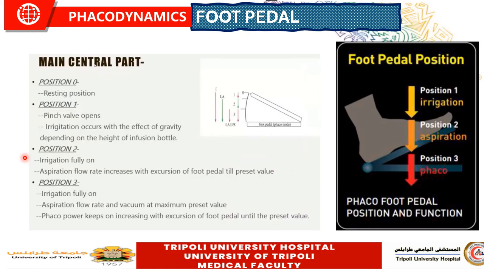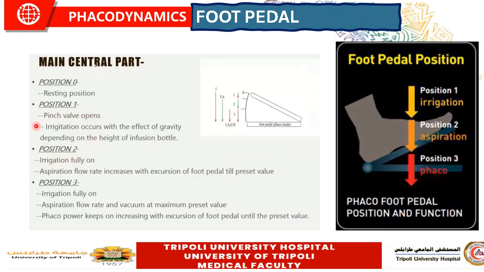However, in flow dependent pumps, that's the peristaltic pump, the vacuum will not be activated in this stage unless there is occlusion of the tip. Once there is a complete or total occlusion of the Phaco tip, at that time the vacuum will build up in the aspiration system, and it will reach the preset value. So this should be clearly understood.